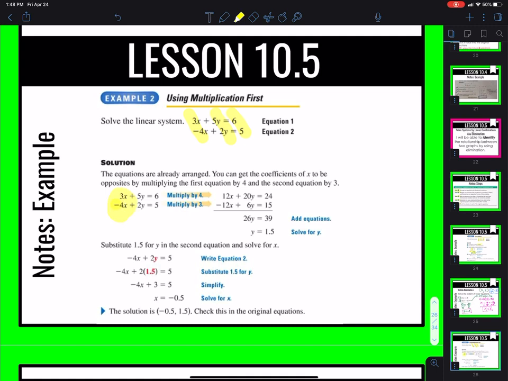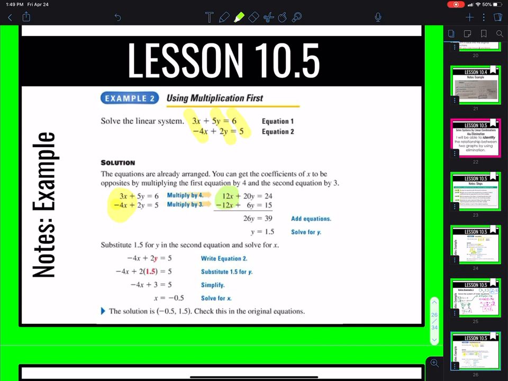So they multiplied the top equation by 4 because they wanted the 3 to become 12. And they multiplied the bottom equation by 3 because they wanted that negative 4 to become negative 12 so that it will then cancel out. Don't forget, whatever you choose to multiply one term by, you have to multiply all terms. So every term in the top equation was multiplied by 4, and every term in the bottom equation was multiplied by 3.